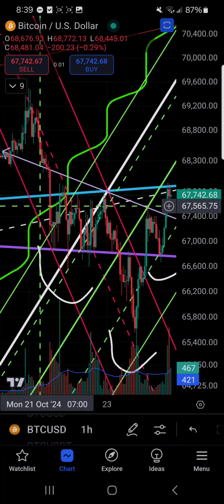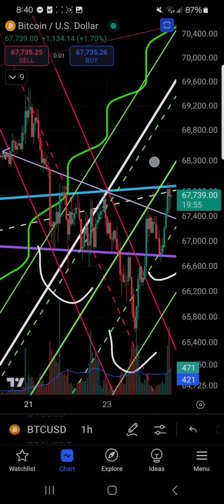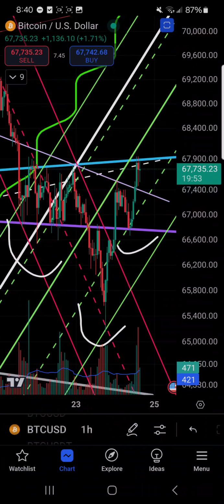Here we are looking at Bitcoin US dollar on the Coinbase chart because it has fewer lines on it. It's a little bit easier to see what's going on.